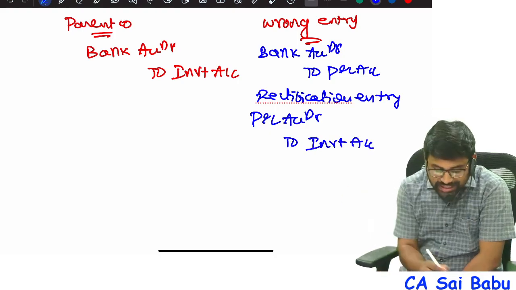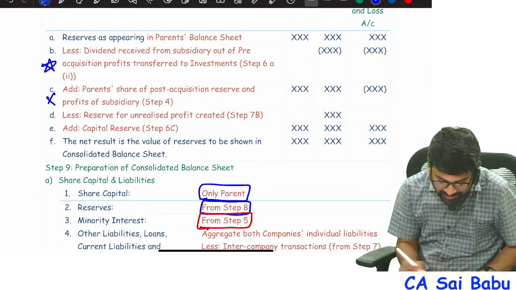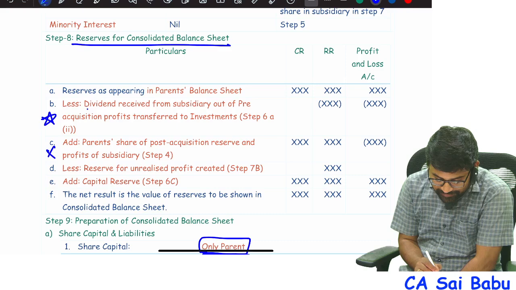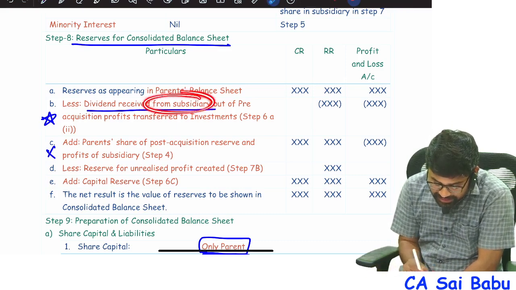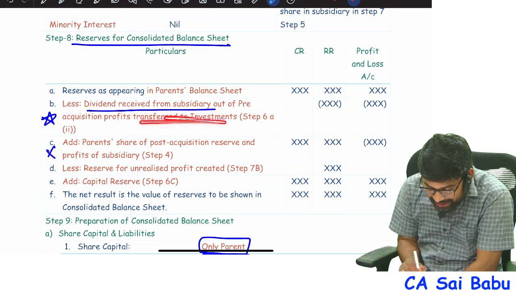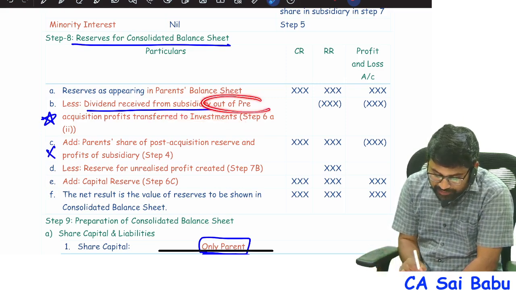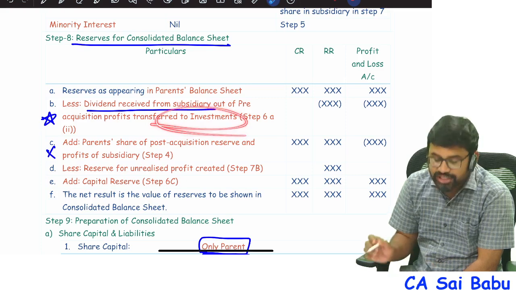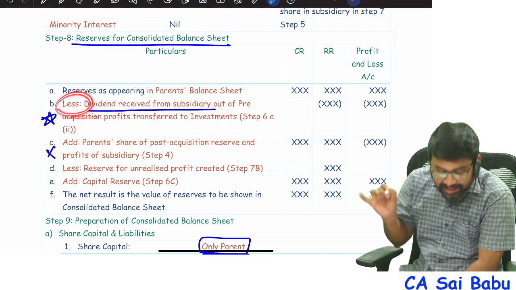So, that's why you see step number 8. Step number 8, you see this one. Step number 8, reserves for consolidated balance sheet, you see. Dividend received from, see this, dividend received from which company? Subsidiary. Out of which profits? Pre-acquisition profits, but they transferred to investments. So from pre-acquisition profits, if dividend is received, it should be adjusted to investment account. But they have credited to P&L. That's why we deducted now.